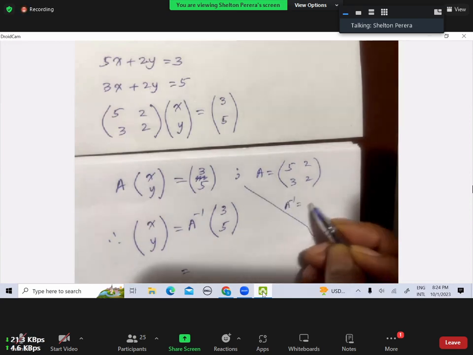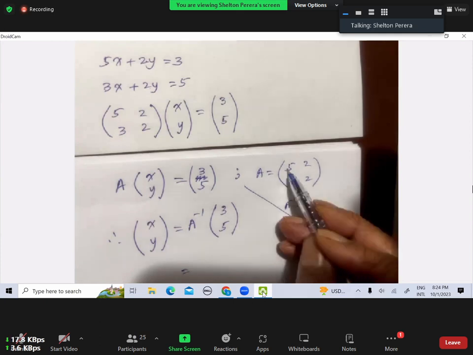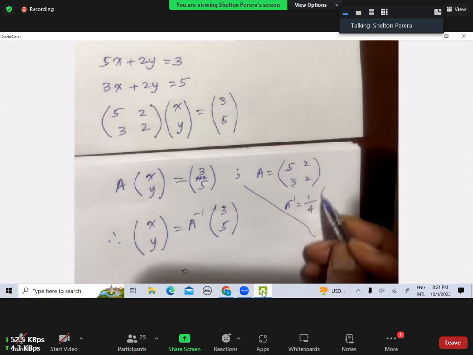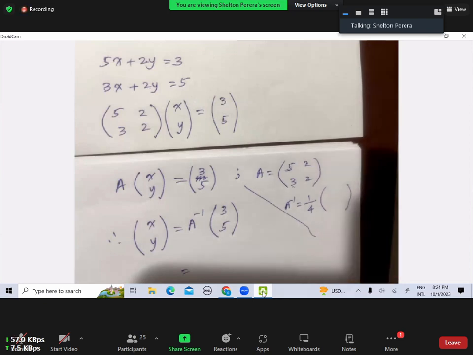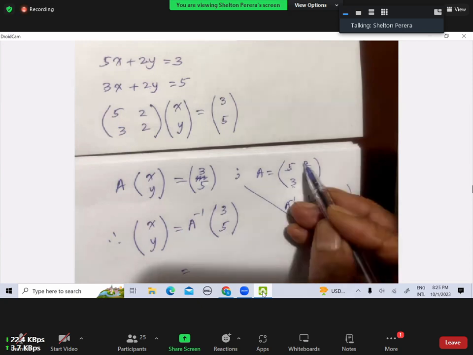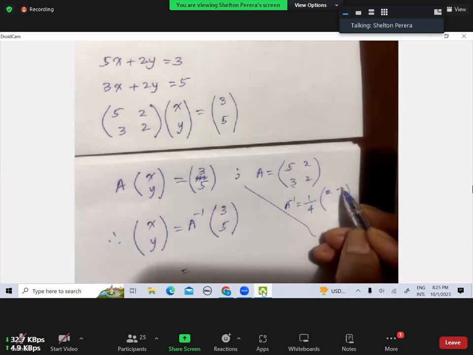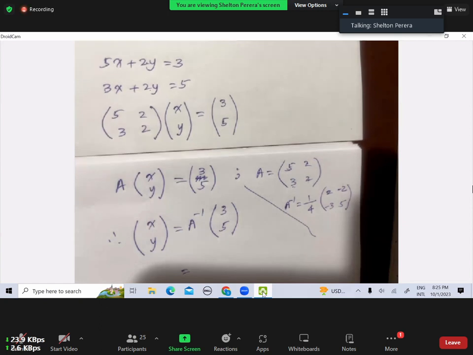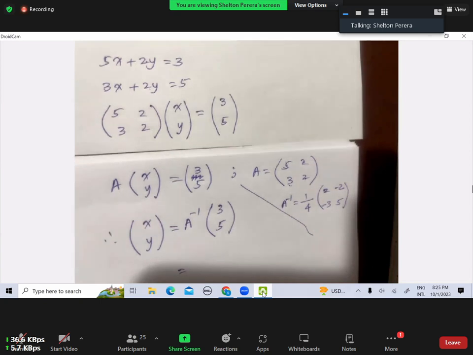A inverse is 1 over AD minus BC, which is 1 over 4. And then we interchange these two: 2, 5. These two, keep them where they are with a sign change: -2, -3. That is A inverse. That is up to the place I did, and then this type of problem was done.